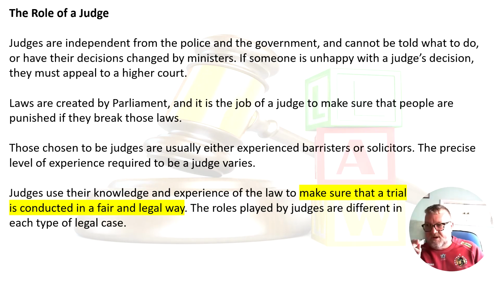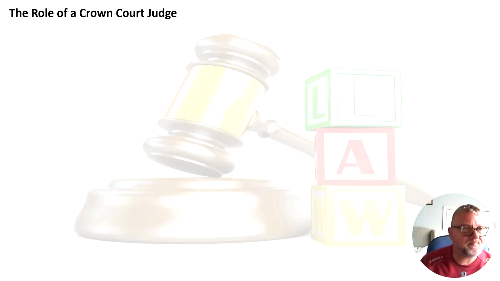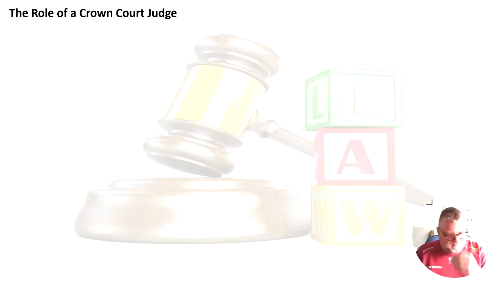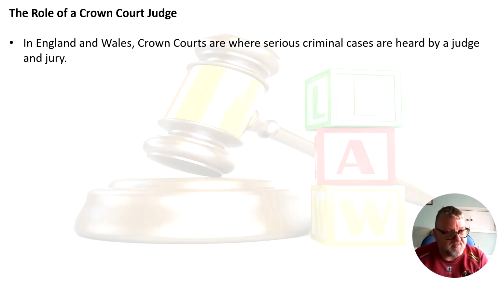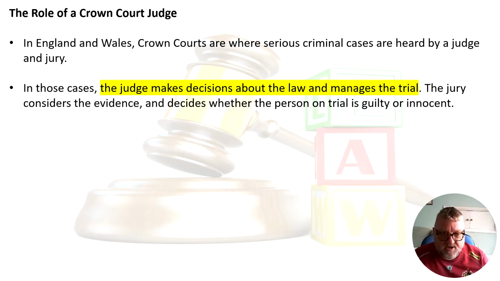And the roles played by judges are different in each type of legal court. So, if we take a Crown Court judge, which is where most judges will sit, this is the role. Crown Courts are where the most serious criminal cases are heard by a judge and guilt is decided by a jury. So, in a Crown Court, the judge makes decisions about the law and manages the trial. It's the jury that considers the evidence, and it's the jury that makes the decision as to whether a person on trial is guilty or innocent. In our country, your guilt is always decided by your peers.